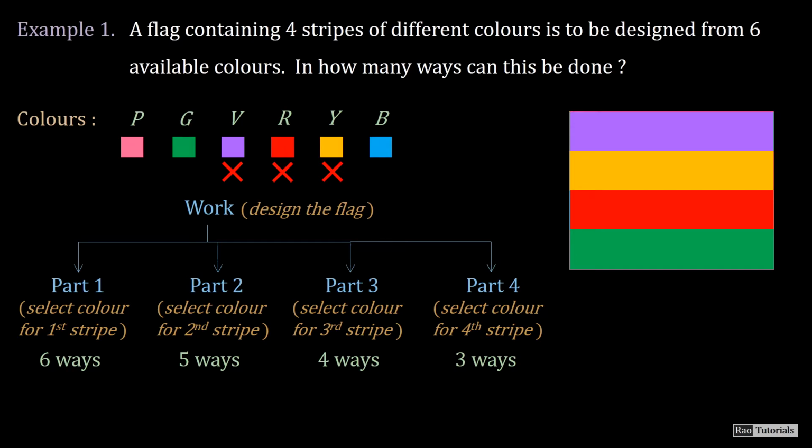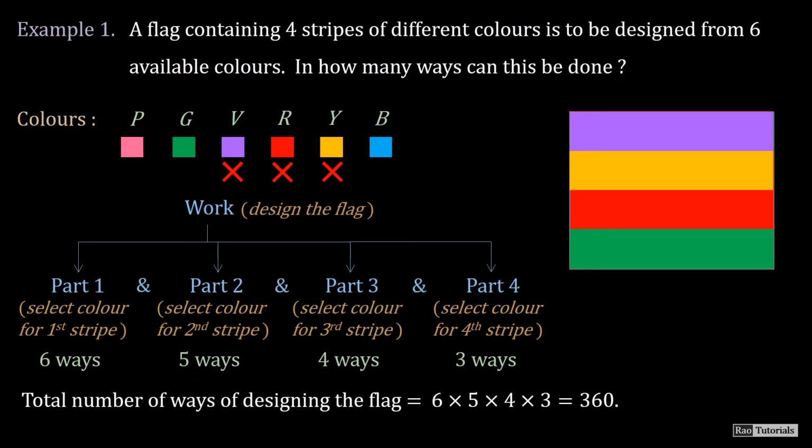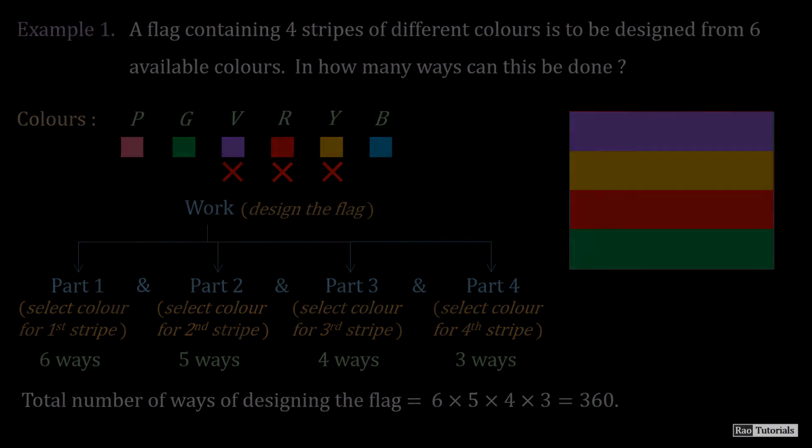Since all the parts have to be done to complete the work, by product rule of counting principle, we have the total number of ways of coloring this flag as the product of these choices. So it is as simple as that. Describe the work, identify the parts of the work, and then apply the principle. Let us go through a similar problem.